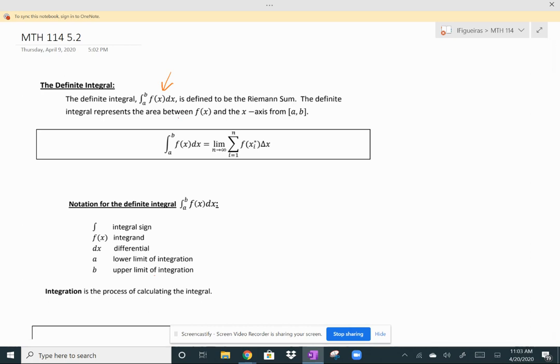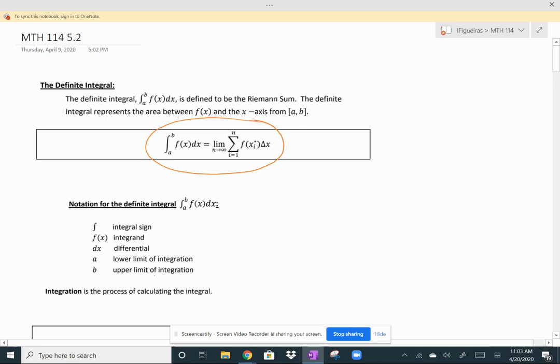A Riemann sum is a sum of the length and width of a series of rectangles, where the number of rectangles approaches infinity. So that's exactly what we see here. The left side is what we call our definite integral.